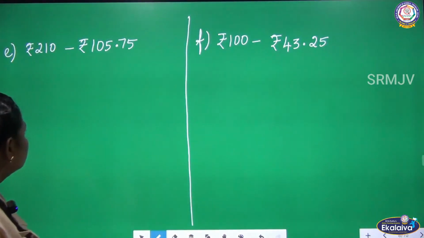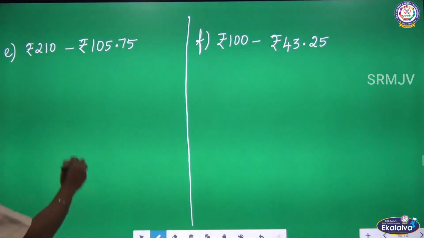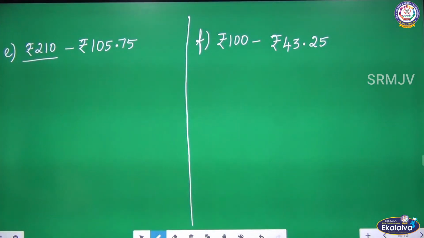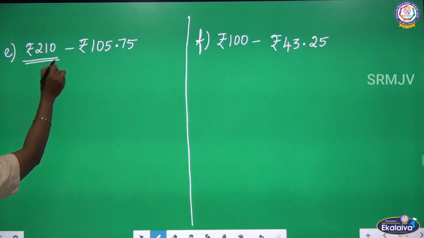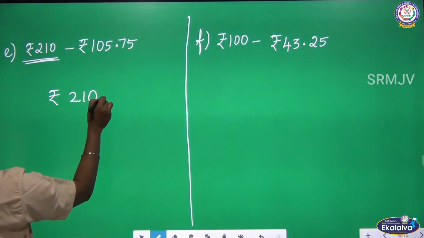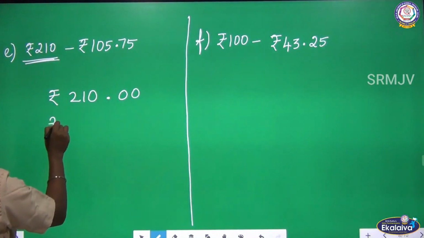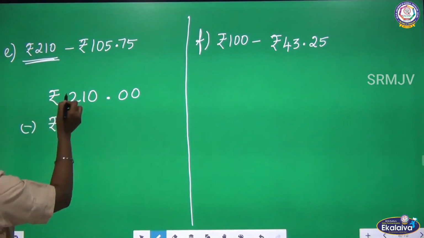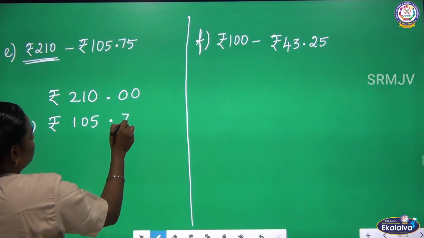Next one. First you arrange it in the column, then we can subtract. See, listen, here 210 rupees, then 105 rupees 75 paise. Here they didn't give paise, so we can write for paise 210.00. Next, we are going to subtract 210 minus 105 75 paise.